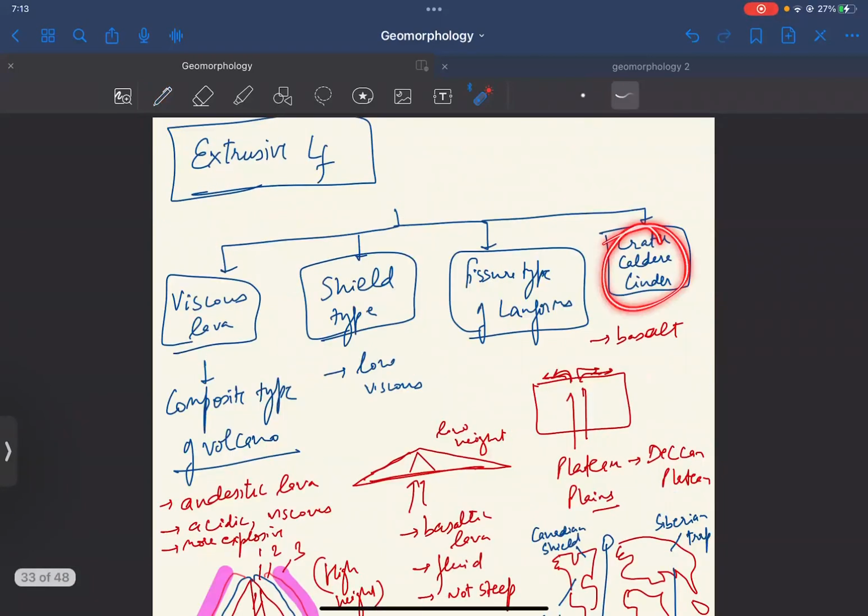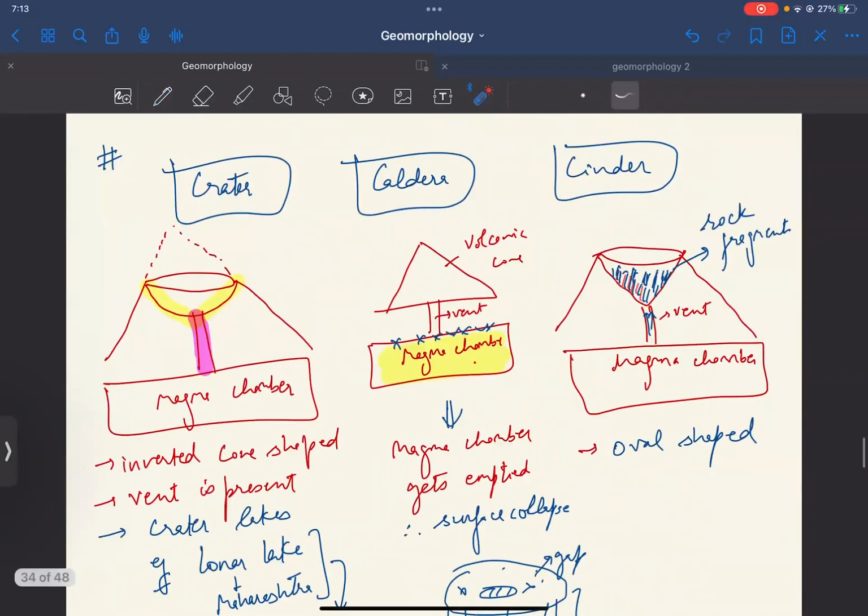Then crater, caldera, cinder, we saw the basic difference. A crater is nothing but a bowl-shaped depression in which the center is connected with the vent.